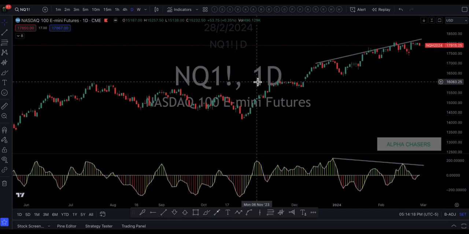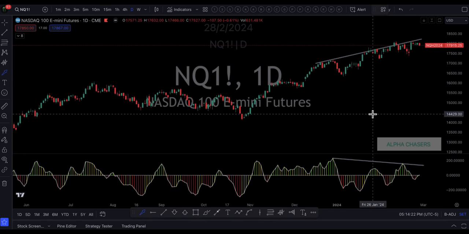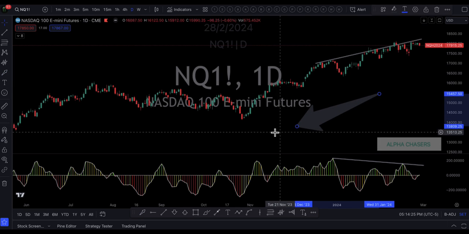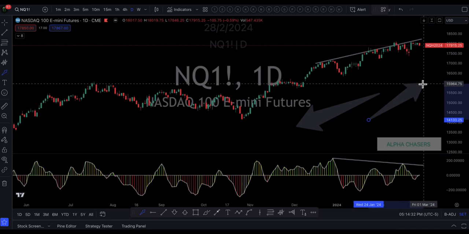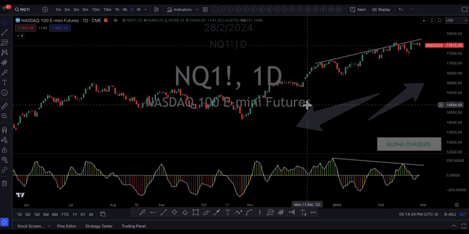You have two options here. Your very first option is that the market drops. Your second option is that the breadth fixes itself and the market goes higher. There are only two things that can happen.